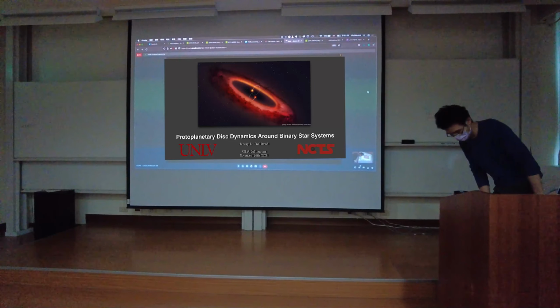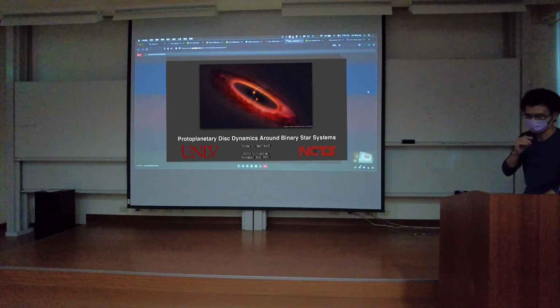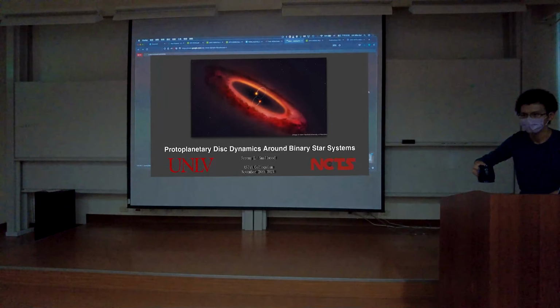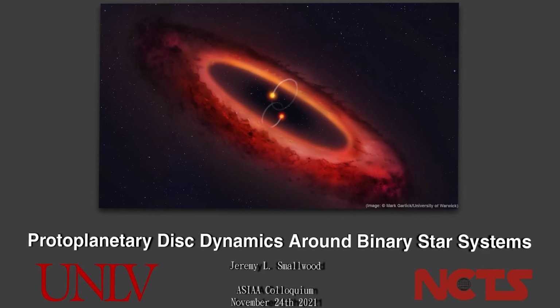All right, great. Like I said, I'm going to be talking about protoplanetary disk dynamics around binary star systems. You can see this cartoon here. We have our binary stars orbiting each other's center of mass, and commonly we observe a disk of gas and dust around the binary. This is called a circumbinary disk. Mostly I'm talking about the dynamics that happen within the circumbinary disk.